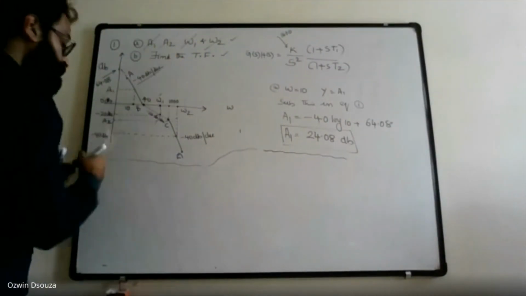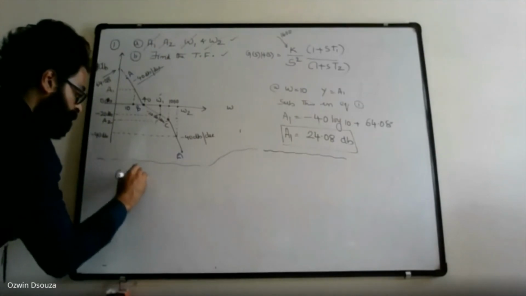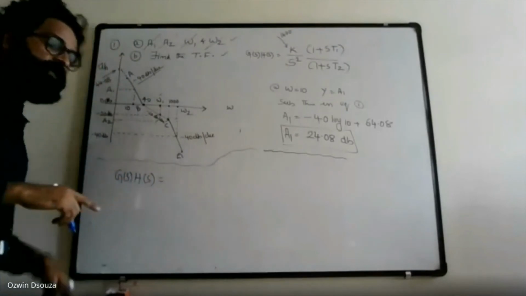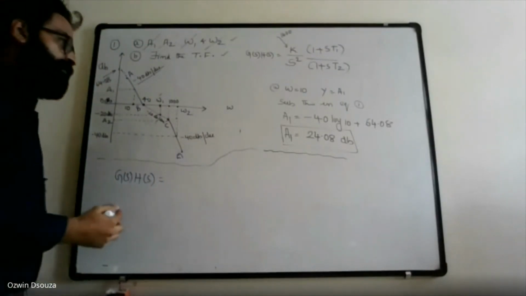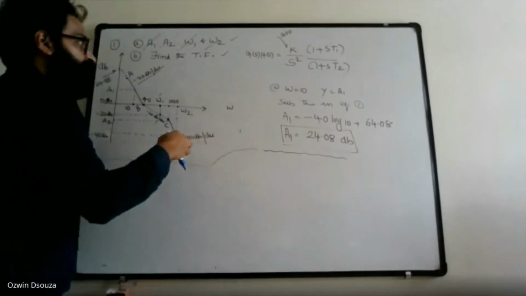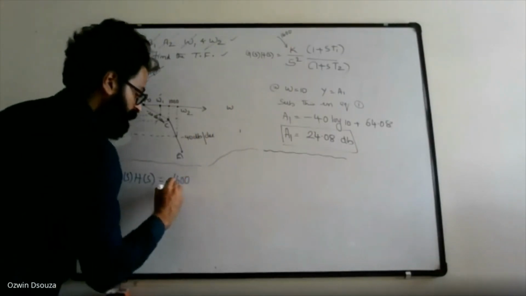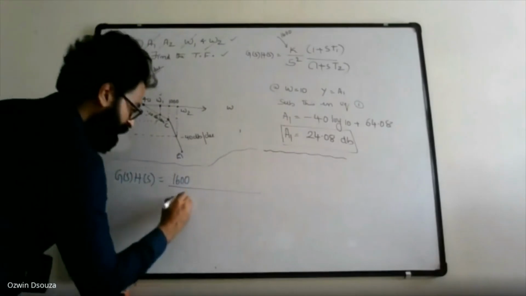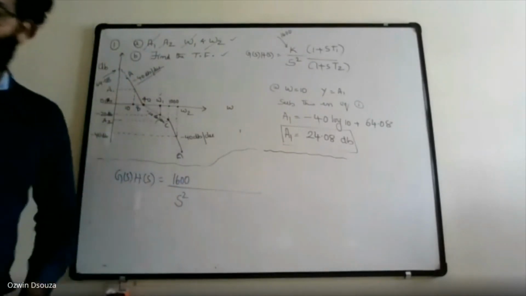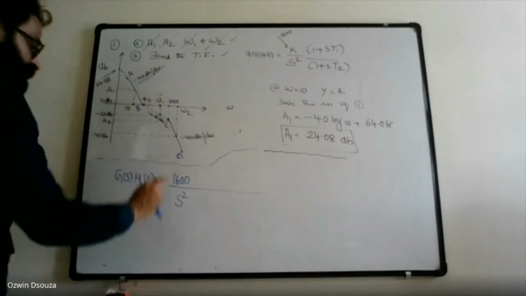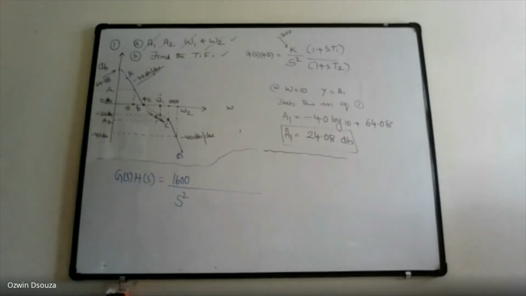So let's write G(s)H(s) is equal to K. K we have already found, right? That is 20 log K is equal to C1, and with that we got K as 1600. And in the denominator we know that the s square term is sitting, because the starting slope was minus 40 decibel. So directly you could write s square in the denominator, right?